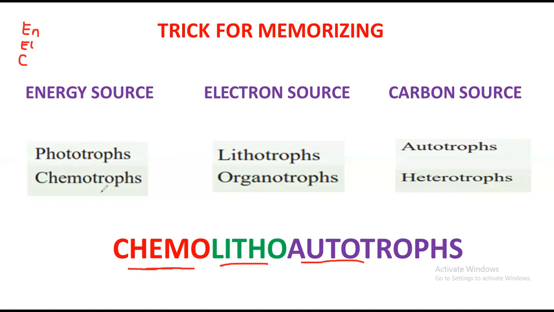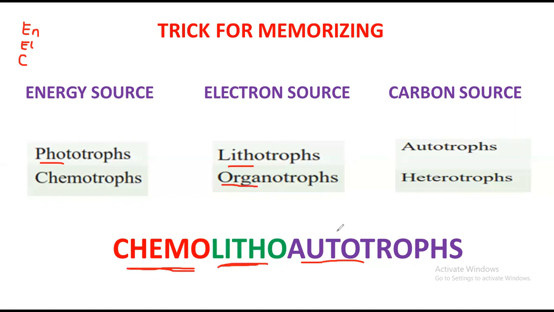So if a microorganism is using inorganic molecules as its energy source, then this will be chemo. And if it is using sunlight, then this will be photo. The second one is the electron source. If they are using inorganic molecules, then here will come litho. And if they are using organic molecules, then there will be organo.